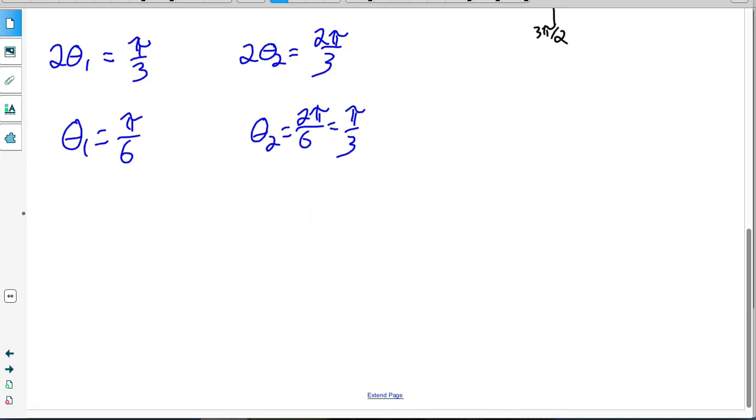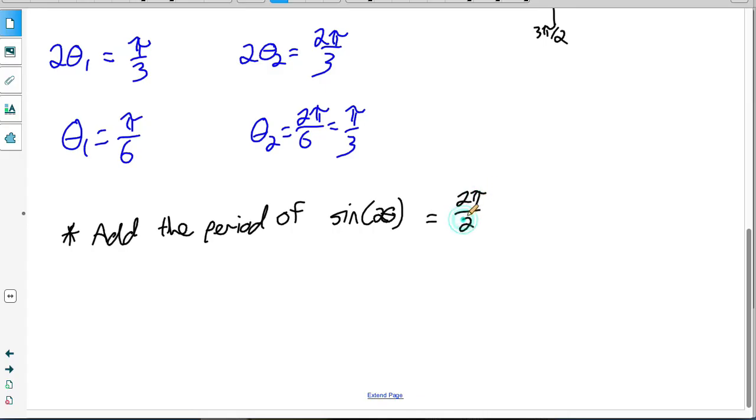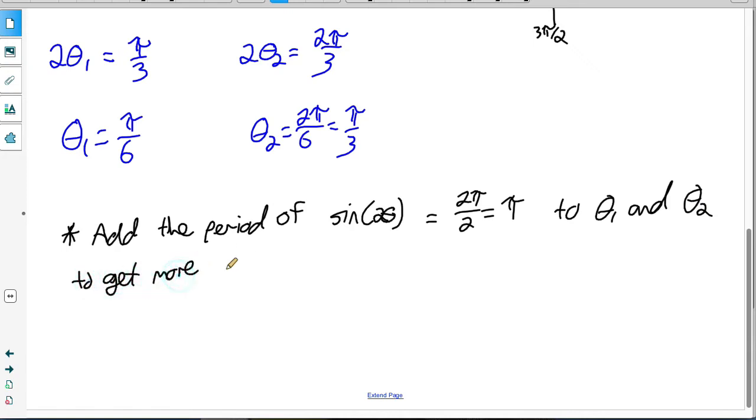So I'm going to make a note here of what I'm going to do. Add the period of sine of 2 theta, and the period of sine of 2 theta equals 2 pi over 2, right? You always do 2 pi divided by the k value, so pi. So add pi to both of our previous answers, theta 1 and theta 2, to get more solutions to sine of 2 theta equals root 3 over 2.